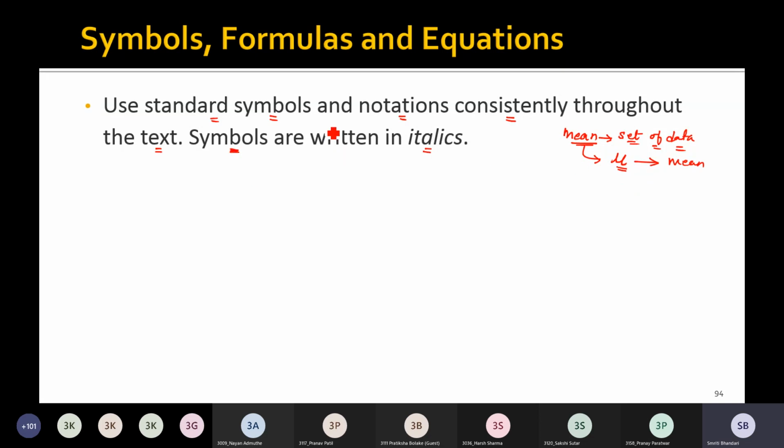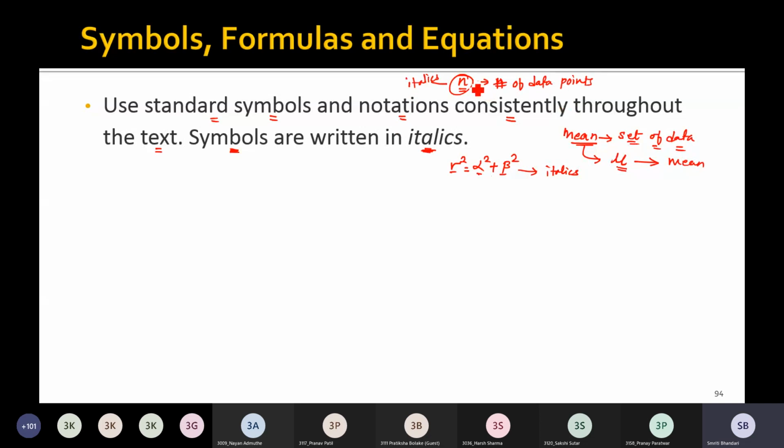Typically, if we are using such symbols in our document, those should be written in italics. Please remember. Suppose I am using an expression like alpha squared plus beta squared, gamma squared is equal to alpha squared plus beta squared. Then this alpha, beta, gamma are standard symbols, and these symbols need to be written in italics. Whichever literals you are using, suppose you are saying that we have n number of samples or n number of data points, this n is the literal that you are using to denote the number of samples, so this n should be written in italics.